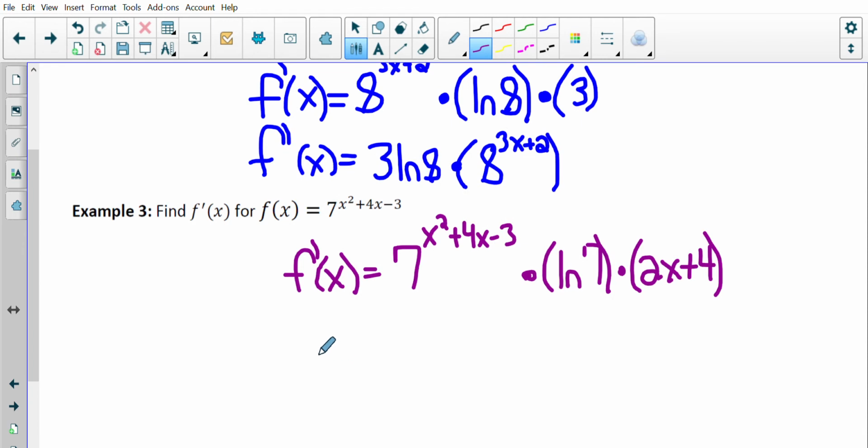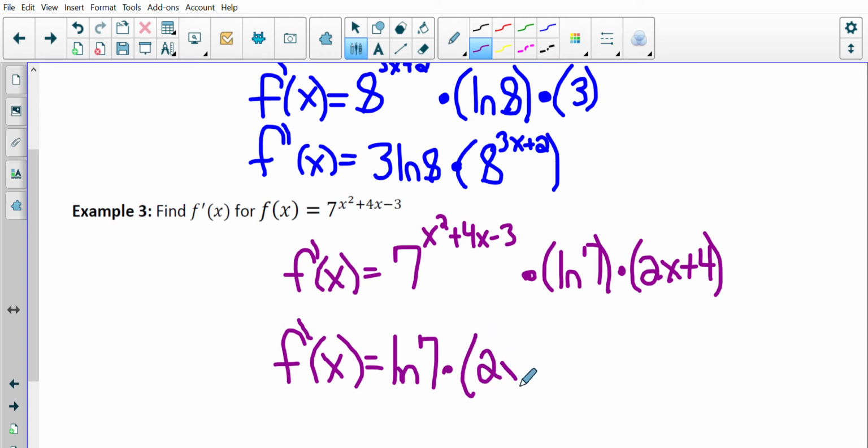And again, if I was to rearrange that, not like it matters, because when you're multiplying, it can be done in any order, but I could have f prime of x is equal to, probably go the number first, ln 7. Again, that's just a number. Ln is a special log function. Times our 2x plus 4. I guess we'll go with the polynomial, least complicated to most advanced. And then finally, our exponential part of the equation, which is 7 to the power of x squared plus 4x minus 3.